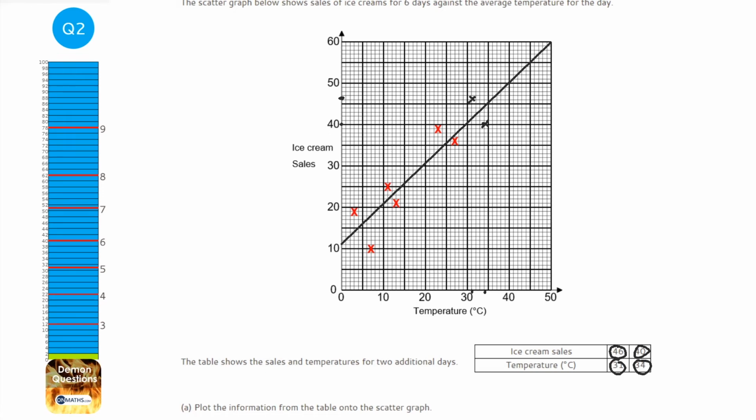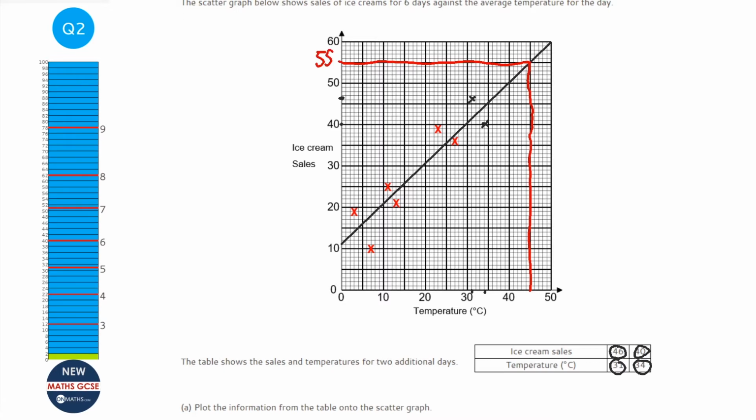Let's try another line. Okay, let's do it the old-fashioned way. And then we draw a line across from where it's the line of best fit. Now, to me, that looks like about 55.